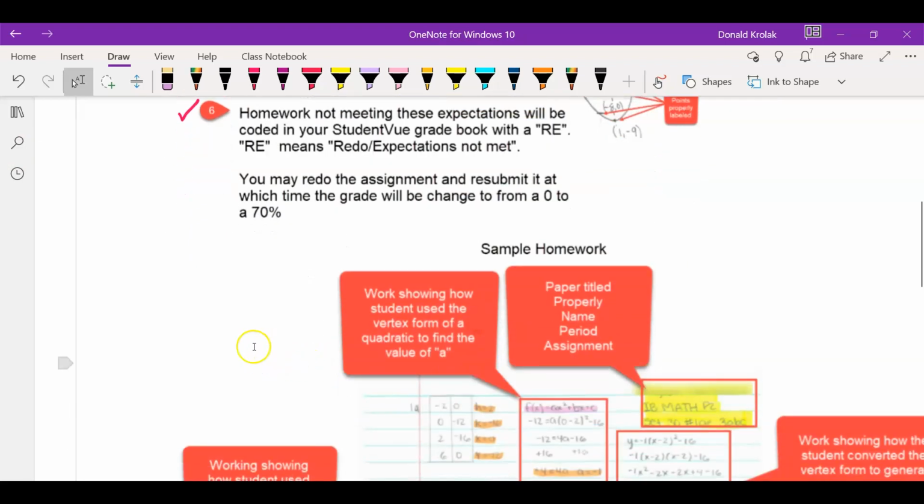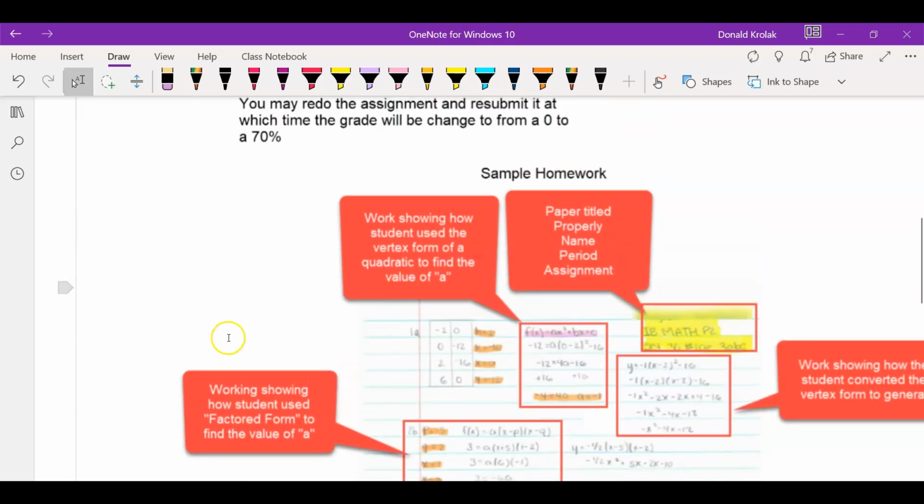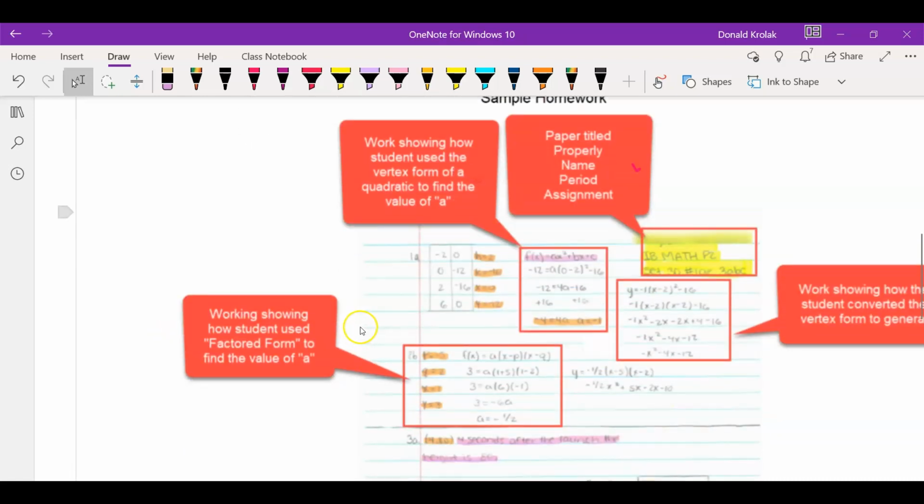So here's some examples of what a quality homework is for an IB math class. Number one here is that the student has their name, I just blurred it out, the class, the period, and then what the assignment is. So that's the first thing. The work is done on a separate sheet of paper. Now this is an example of assignment 3, exercise set 3.0 in our textbook.